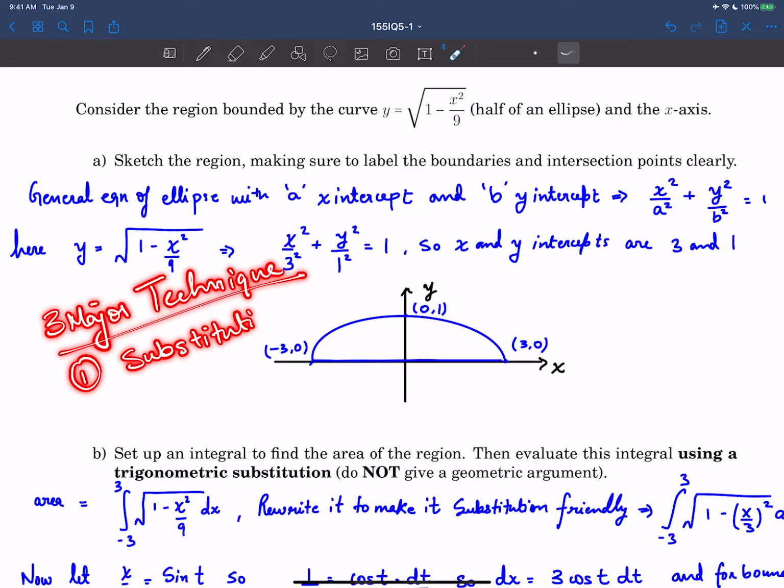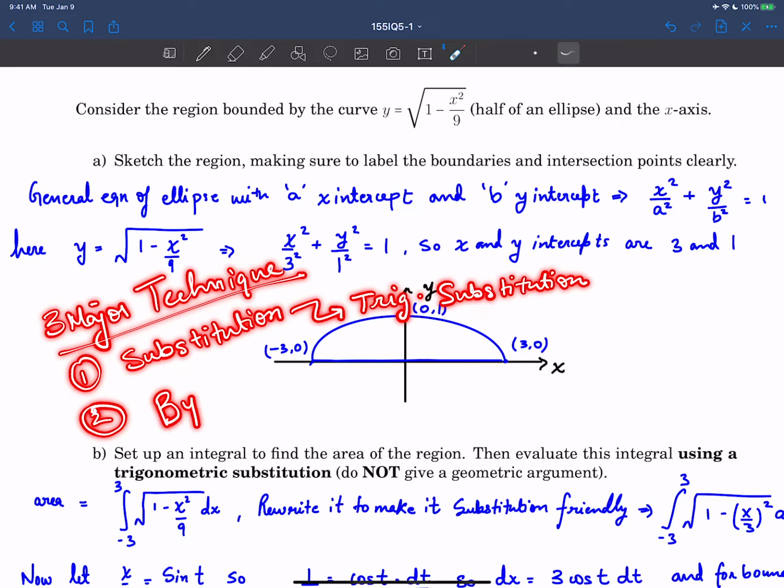You might have already learned about it, and a special branch of that is called trigonometric substitution. So that's the very first one. Then the second technique that you will not talk about in this particular video is integration by parts, which is also a method that you probably already know about. And the last but not the least is partial fraction decomposition.